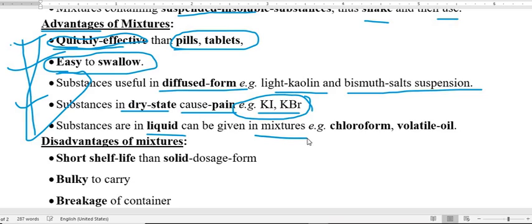So liquid substances like chloroform and volatile oil are in liquid form. So we have to make the pharmacy preparation in liquid form, like a mixture, and then use it. These are the advantages we have discussed.